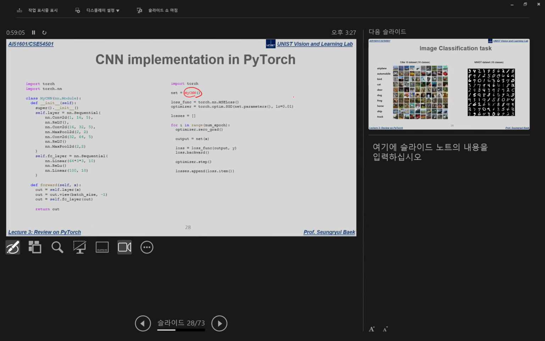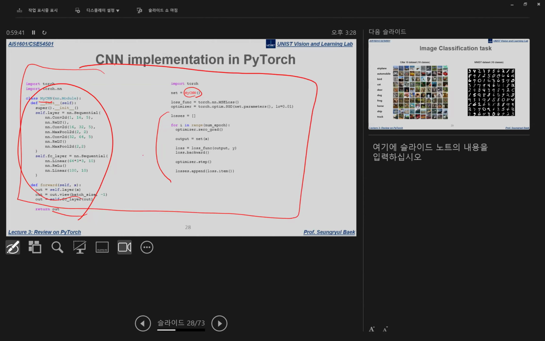Now your network will be initialized by calling this MyCNN class you implemented here. So you normally need to implement your CNN architecture, and using the same lines of training code, you can train your own CNN networks. I believe that any type of CNN you can implement using this type of template.